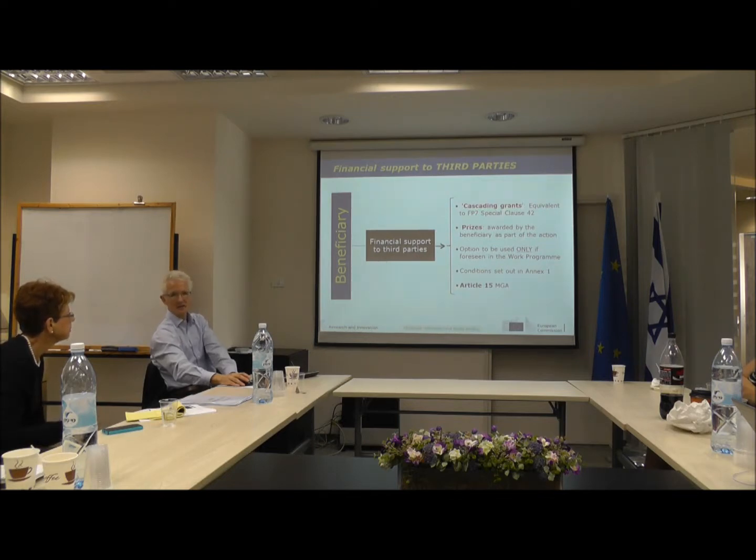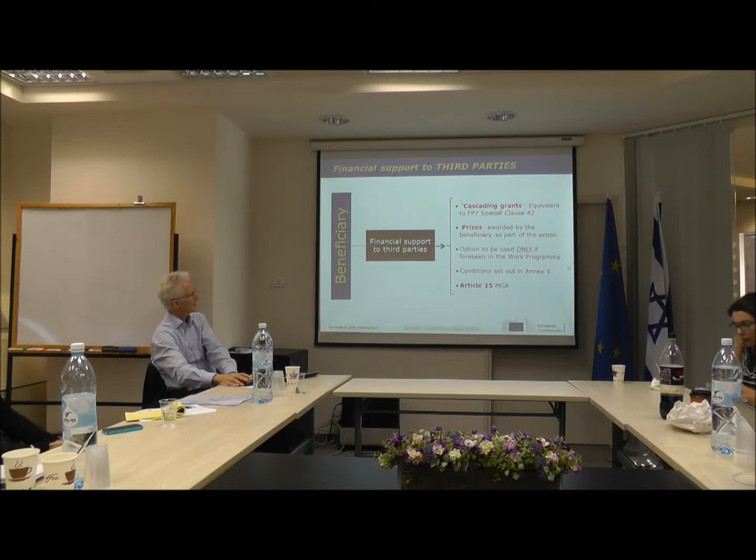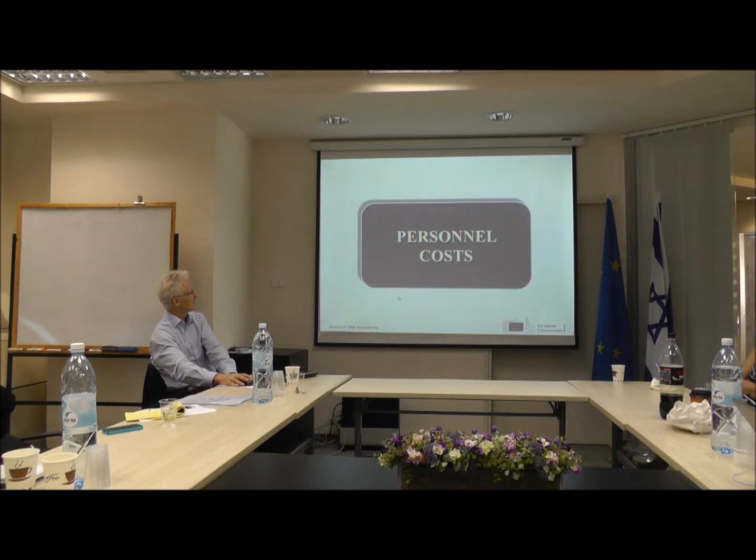It applies, for instance, to these ERANET projects. We also have the possibility to award grants for coordination and support actions for organizations organizing prize contests. And then, of course, part of this grant is the prize money, which is given by this prize organizer to the winners of the prizes. And it's also financial support to third parties. Again, these options are only if they are explicitly foreseen in the work program, and it's covered by Article 15. So for most of your projects, that will not be applied. Next issue, personnel costs.